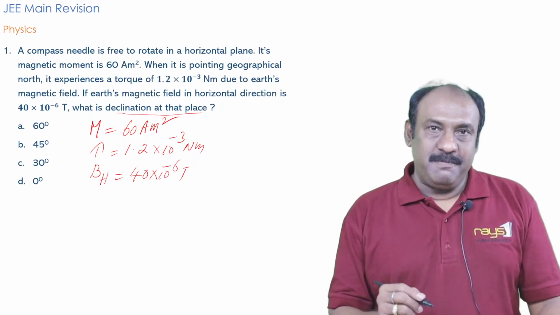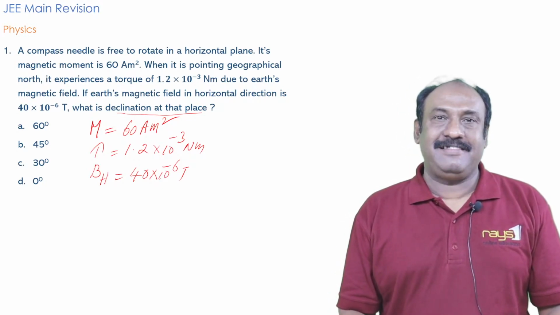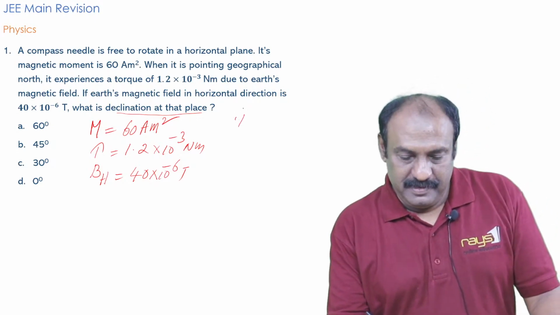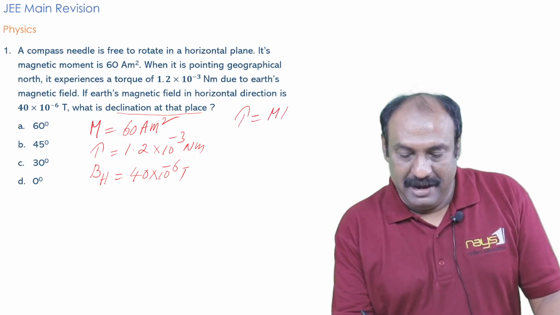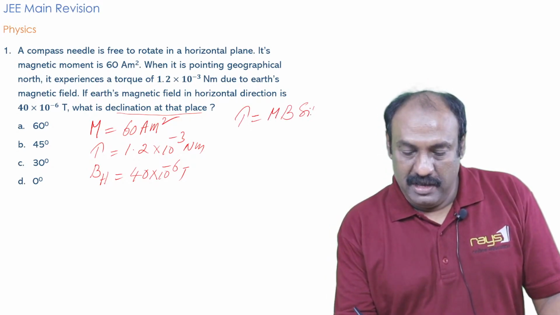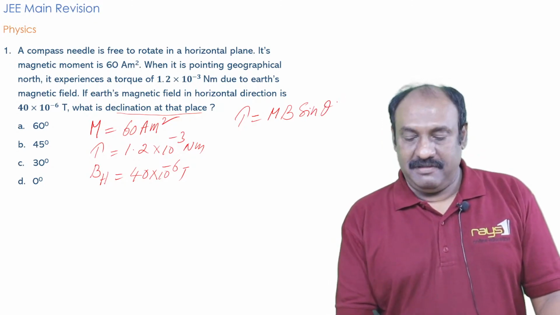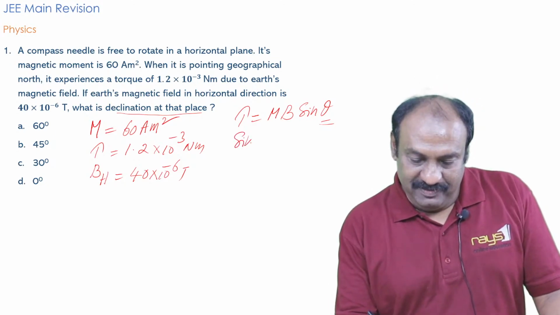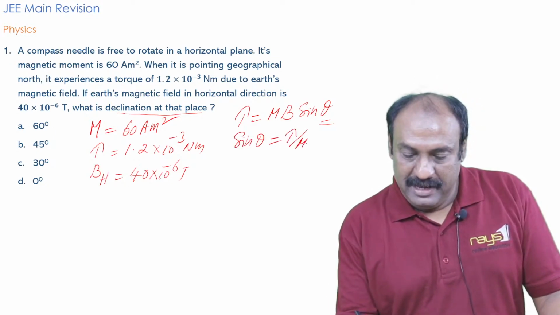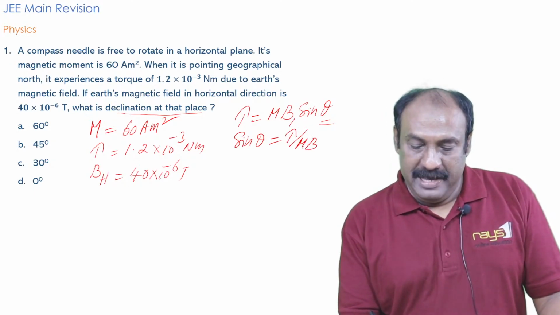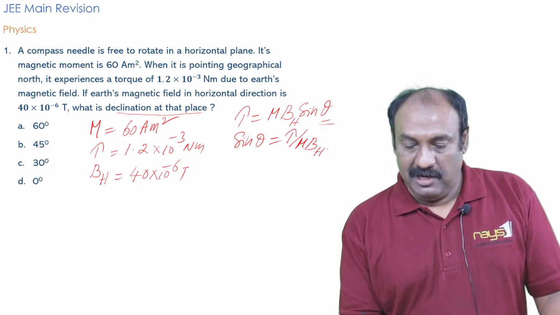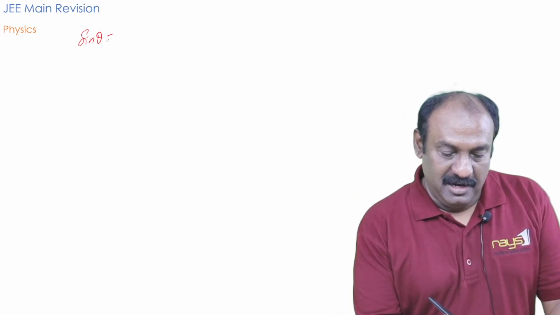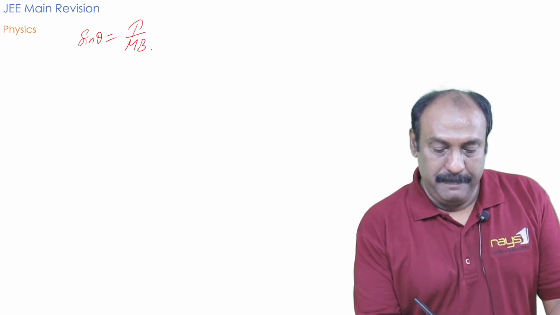The torque experienced by a bar magnet placed in a magnetic field is represented by the equation tau = MB sin theta. This theta is the declination at that place. Therefore sin theta = torque by MB. Instead of B, I write B_H, because the horizontal component of Earth's magnetic field is given in the data. Therefore sin theta = torque by M B_H.